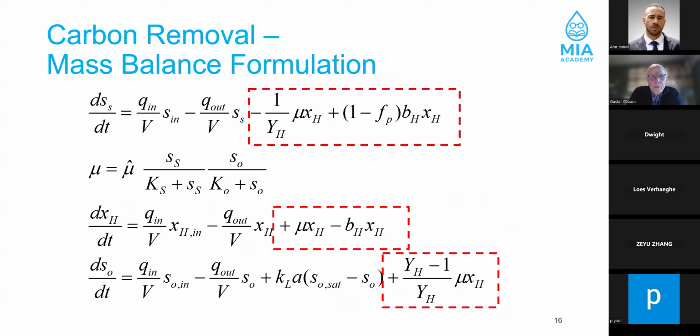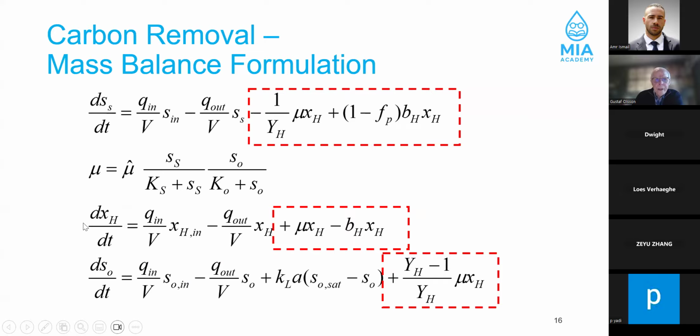Looking at the carbon removal now, this is now the carbonaceous substrate. This is the material balance. This is what's coming into the system. This is what's going out of the reactor. And here is the substrate being used by biomass growth. And this is being used by biomass decay. And the growth rate is that Monod expression that you recognize, depending on the substrate and on the DO level.